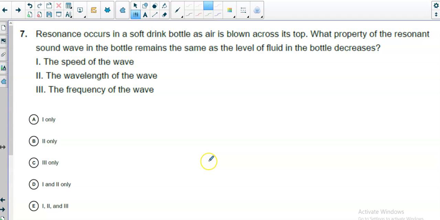Resonance occurs in a soft drink bottle as air is blown across its top. What property of the resonant sound wave in the bottle remains the same as the level of fluid changes? So what's going to remain the same is the speed of sound. That isn't changed by the size or the depth of the water. Frequency and wavelength are going to get changed in there, but the speed is a property of the temperature of the air. So 1 only.